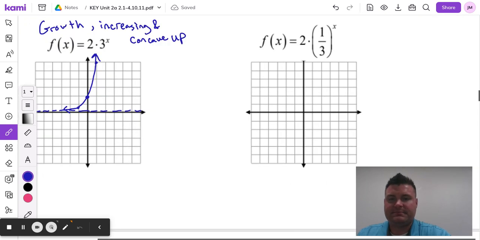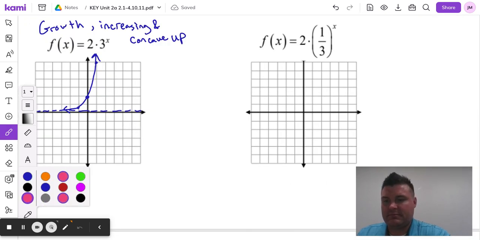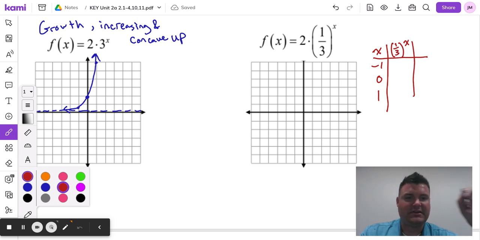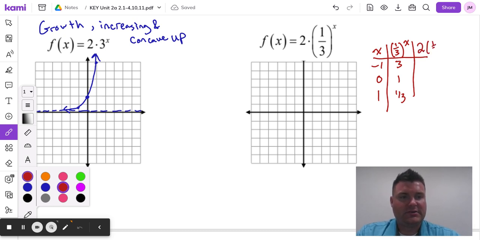Same idea over here in terms of graphing it. So I'm going to make an X chart using -1, 0, and 1. My parent function here is going to be (1/3) to the x. Now, when I plug in a -1, it just flips it. It gives me a 3. This gives me a 1. This gives me a 1/3. And then for all of these, I'm just going to multiply them by 2. So I'm going to get 6, 2, and 2/3. If you notice here, the x's really just got flipped from the previous picture. So I'm going to go ahead and sketch this.